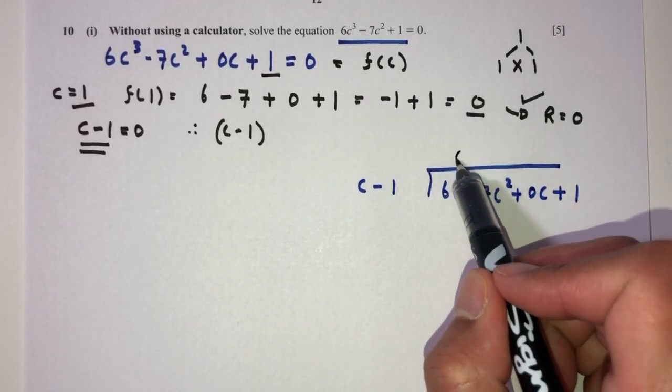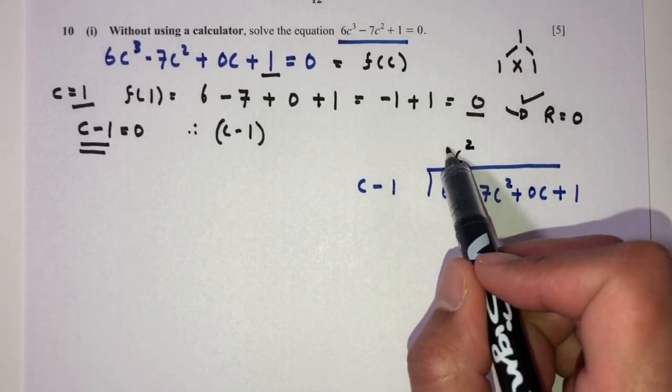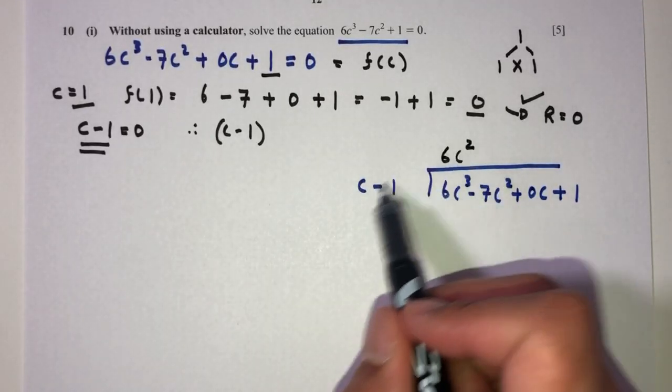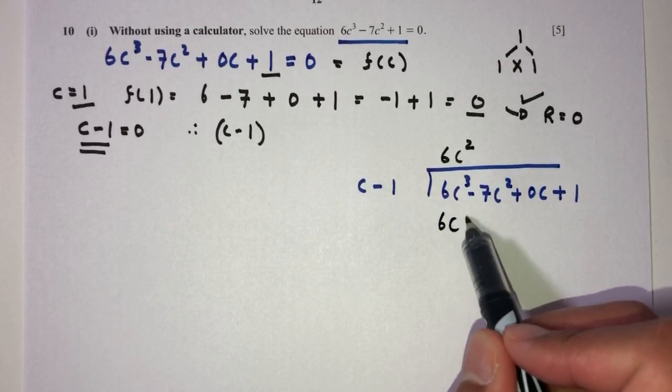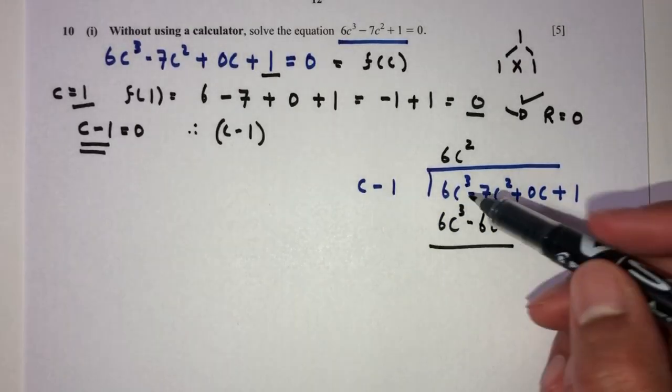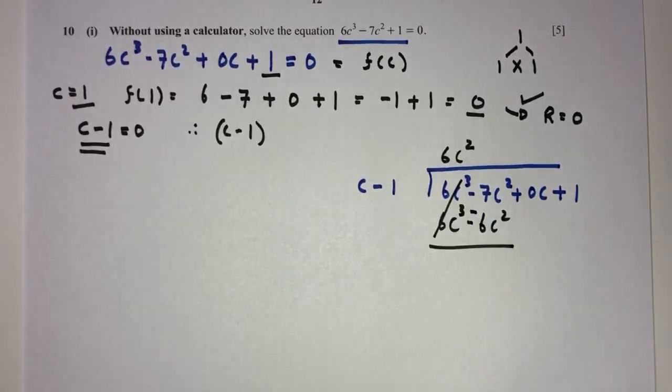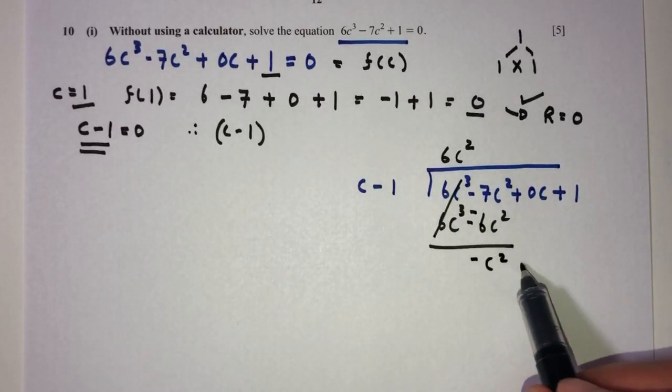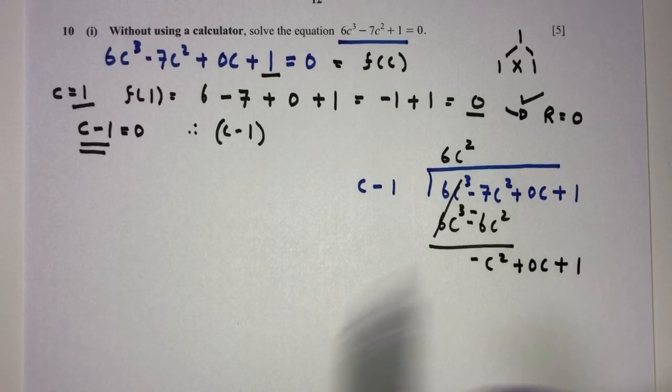Have to multiply by c squared. And here we have 6. Have to put 6. So multiply this by this. You will have 6c cubed minus 6c squared. Cancel out. Minus 7 plus 6 will be minus c squared plus 0c plus 1, right?